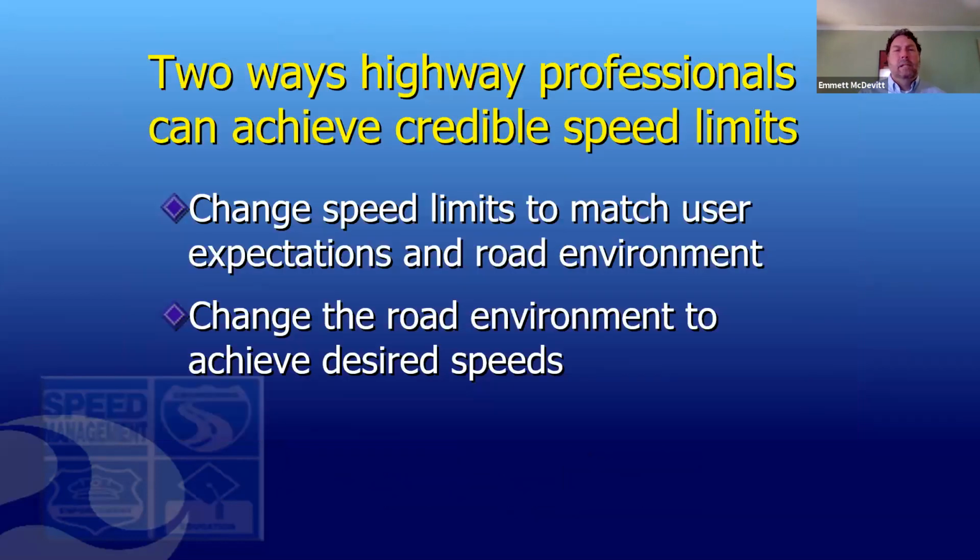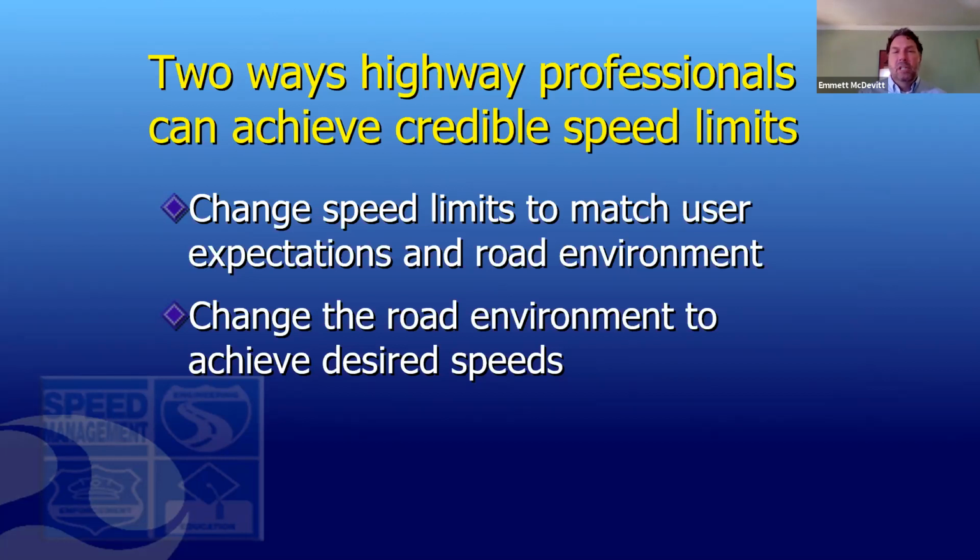So there are 2 ways that highway professionals could achieve credible speed limits. Stephanie mentioned one of them, and that is complete streets: to look at the complete streets and change the speed limits to match the user expectation and road environment. What we did in the past, our entire road system was based on mobility. And it made sense, right? Because we weren't really thinking in terms of safety. Primarily, we were thinking about mobility. And what the safe system approach says is that we don't need to compromise mobility or compromise safety for mobility.